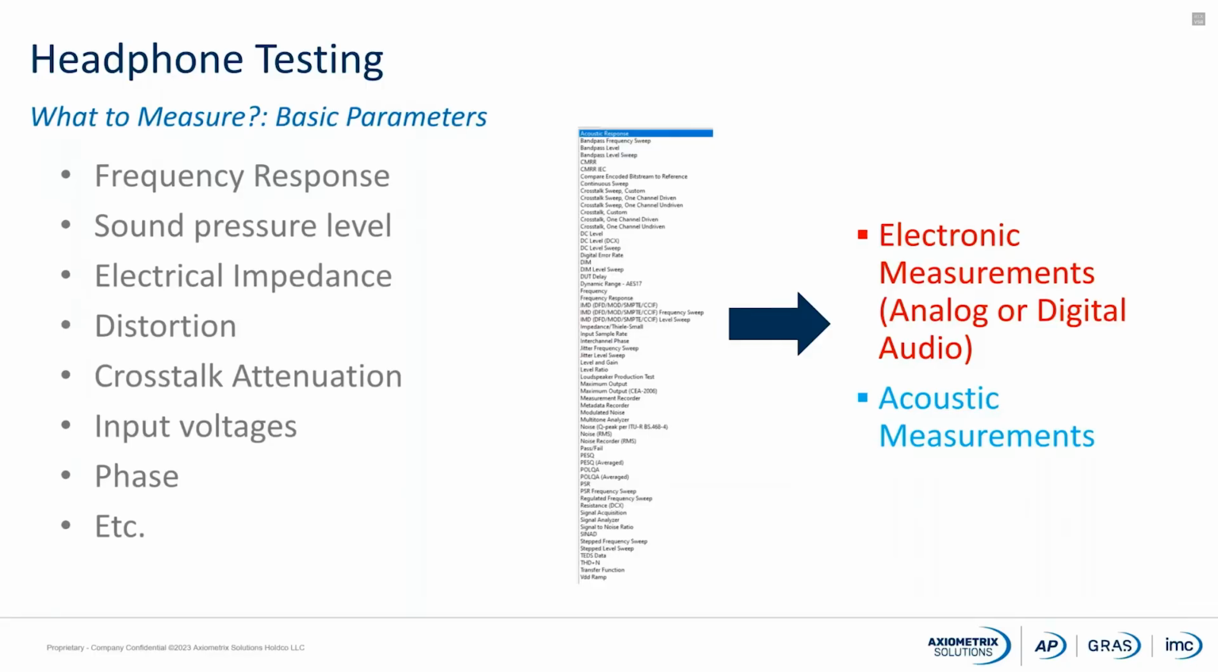You might want to test crosstalk attenuation from the left to right channel or vice versa. In some cases, we are also interested in measuring the left and right tracking to see how different the left and right channels are in our headphones, or just to double check if the wiring has been performed correctly in a production line environment. Maybe we would like to measure the output of the headphone for different input voltage ranges. And in some cases, some people are also interested in phase response and some other parameters.